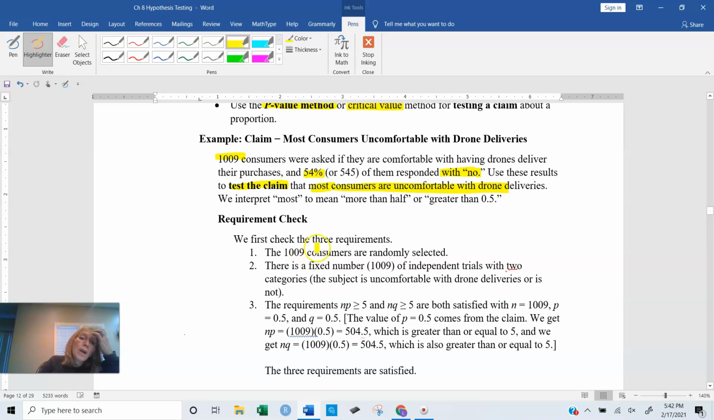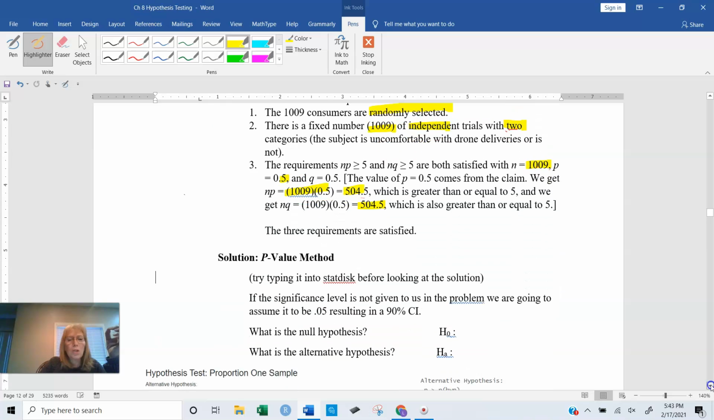All right, so we have to check our requirements. Is it a random sample? The answer is yes. Now we have to check our binomial. We have a fixed number, they're independent trials, we have 2 categories, and the 50% and 50% stays the same, so all 4 are met. For the requirement of np greater than 5, we take the 1,009 times our 50%, that's down here, and we get 504, which is definitely greater than 5, and so is nq since they are both 50%. So all requirements are met, and we can actually do our calculations.